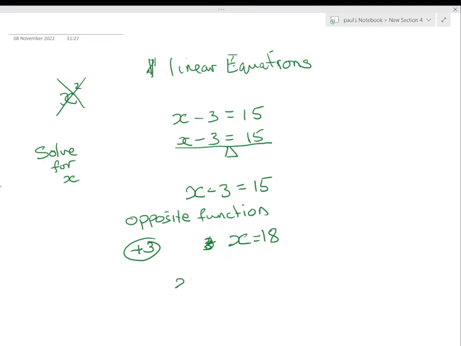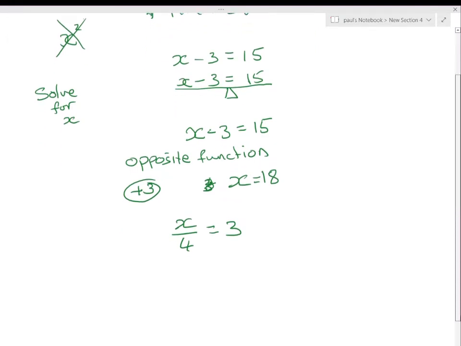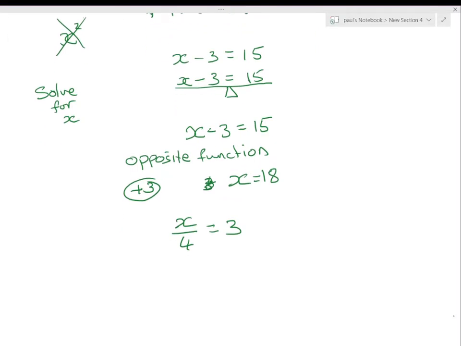We can have x divided by 4 equals 3. And what we need to do is get rid of this divide by 4. The opposite of divide by 4 is multiply by 4. So the multiply by 4 on the left hand side will cancel it out, and we'll just be left with an x. And so we need to multiply the right hand side by 4 as well, which is 12.